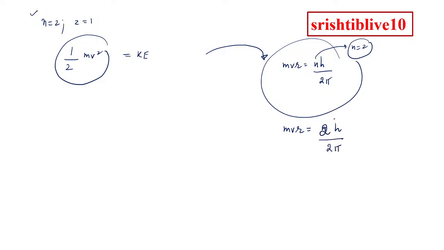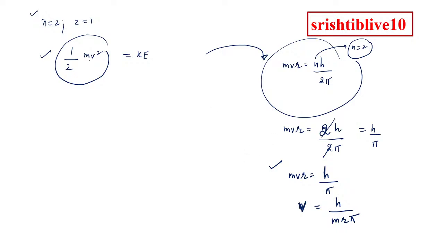Yes or no? 2 and 2 will be cancelled out, it's going to be h by pi. So can I say mvr is equal to h by pi? Yes or no? Now I have this velocity in the expression of kinetic energy, so I'll find this value of velocity from here, that is going to be h by mr pi. Yes or no? Is this point clear to all of you? Velocity is equal to h by mr pi, right?